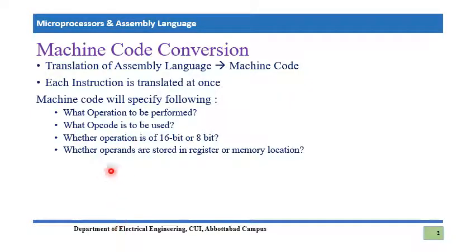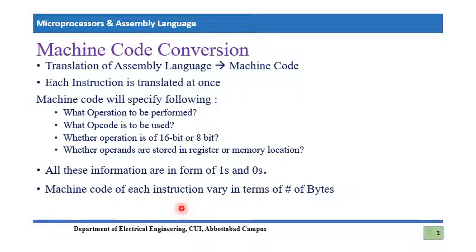Okay, the next thing which is going to be specified in machine code is about the operands, where these operands are stored. Either they are stored in a register or they are stored in a memory location. So this is again a very important specification provided by machine code. All this information is in the form of ones and zeros, because we are talking about binary language, which is understood by microprocessors. So whether we are talking about the operation, the opcode, the operation size, or the location of operands, all this information must be in ones and zeros.